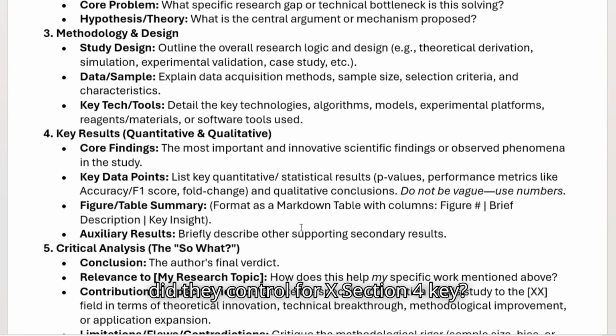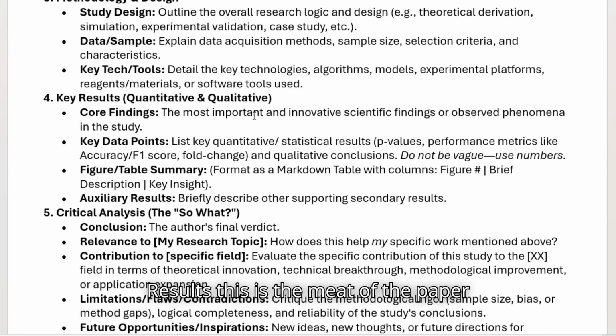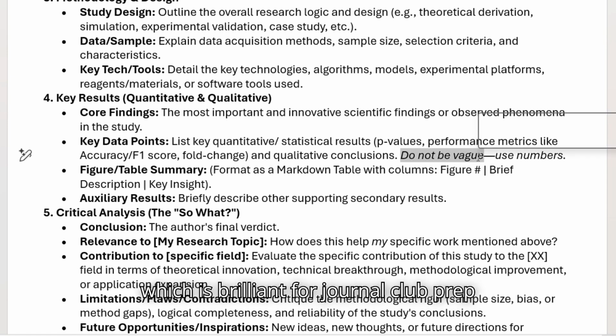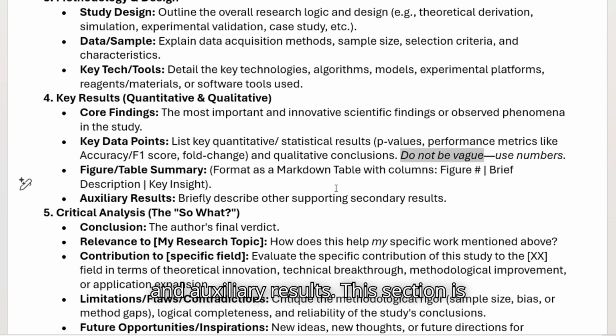Section 4. Key results. This is the meat of the paper. And look at how we've structured this. Core findings. Key data points. And we are emphasizing, use numbers. No vague statements. A table summary of figures, which is brilliant for journal club prep. And auxiliary results. This section is designed to give you the factual backbone of the paper.